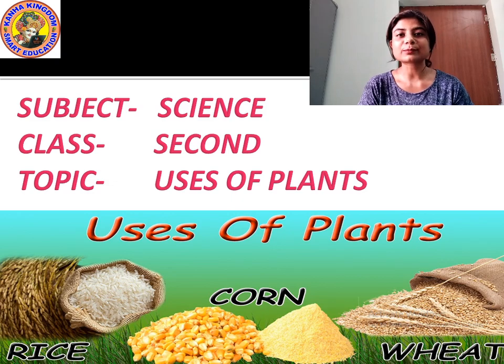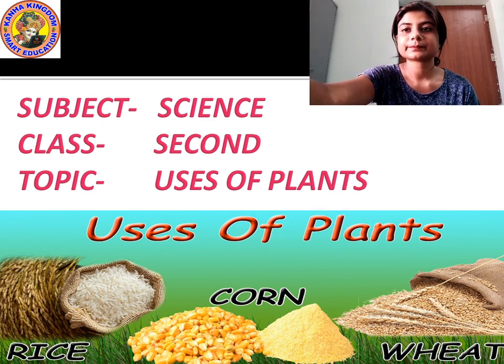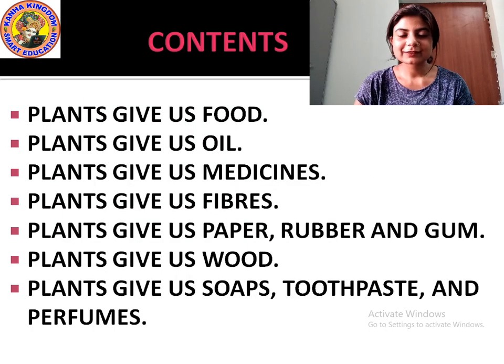Okay, so let's move towards the content. What are the contents of this chapter that we will study? Let's see that. So kids, what are the contents that we will study? We will study about plants that give us food. Okay, the different parts of the plant that we eat as food. Then we will study about the plants that give us oil. Then plants that give us medicine. What are the different kinds of plants that give us medicines? Okay, then the plants that give us fibers.